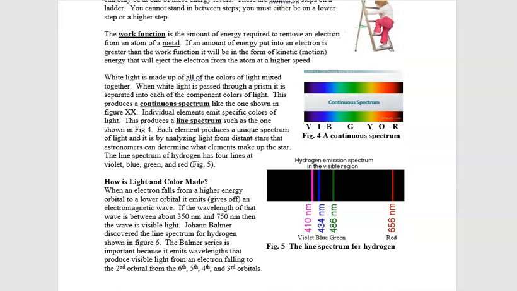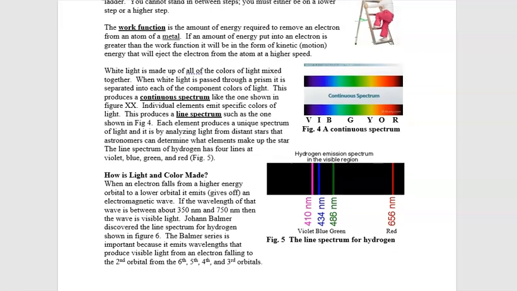Work function. The work function is the amount of energy required to remove an electron from an atom of a metal, specifically a metal. If the amount of energy put into an electron is greater than the work function, it will be in the form of kinetic energy that will eject the electron from the atom at higher speed. Now, this may sound familiar. It sounds a lot like ionization energy, and it is. It really is the same thing, except work function applies to metals. Ionization energy applies generally to gases. Now, we're not going to really deal with work function at all, but it's just a term that you might come across.